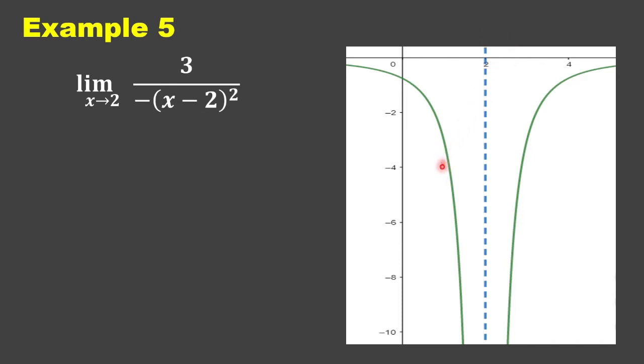So we can see here we have the vertical asymptote at x is equal to 2. From the left of 2, f of x decreases without bound. Same from the right of 2. So therefore, this is negative infinity.